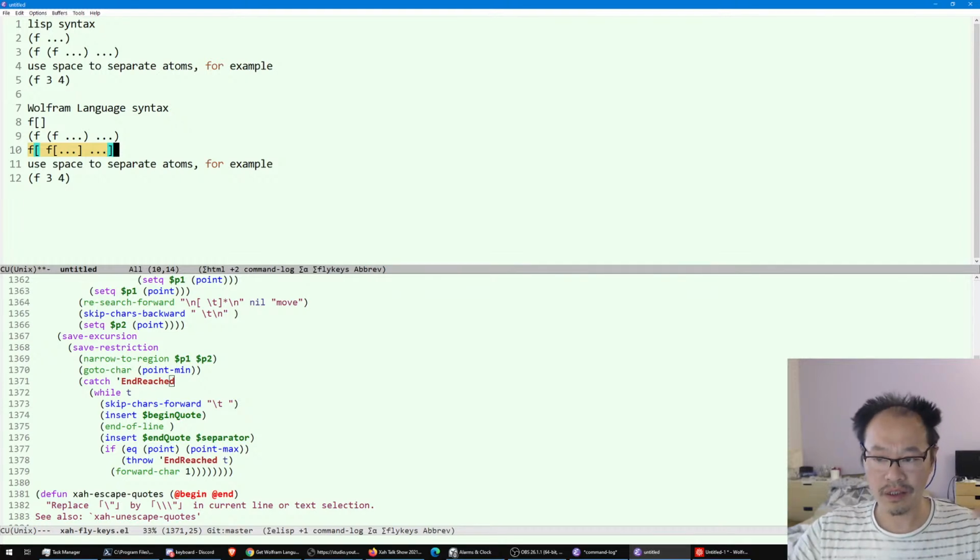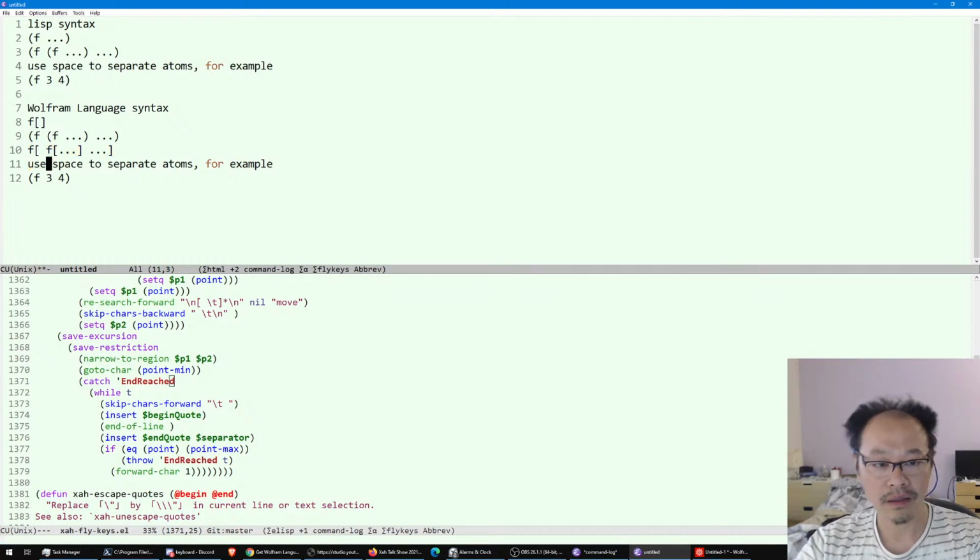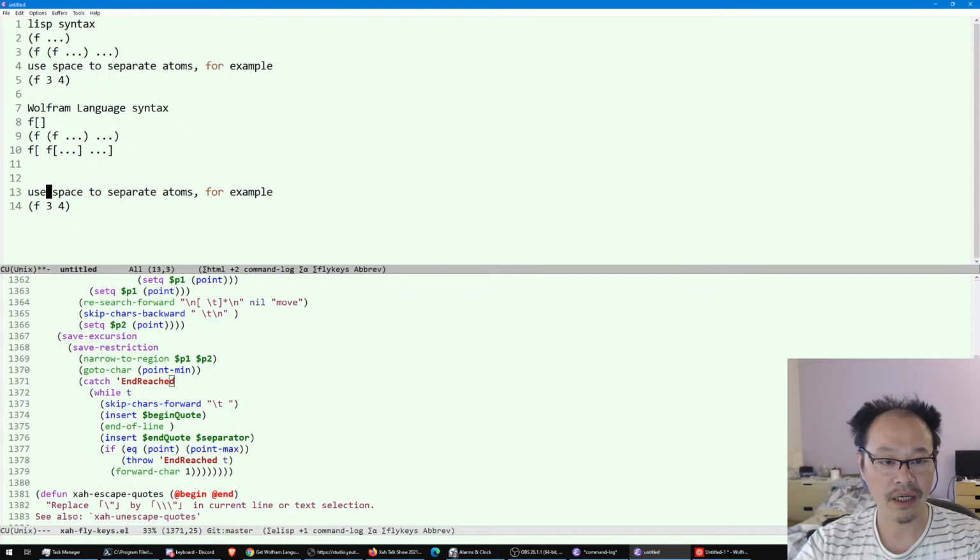So in Lisp, you start with a parenthesis, then you have a bunch of items, where the first one is the head of the expression. Now in Mathematica, it's similar, except you put the head in the beginning, then you put square brackets, then nest, all the same. Also in Mathematica, you use comma to separate items. For example, let me write this. So F 3 4 in Mathematica would be written like that, F[3, 4].